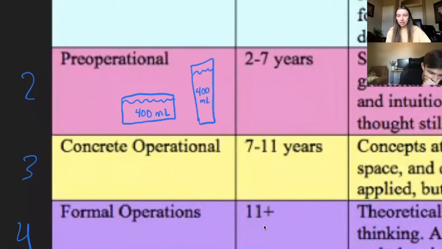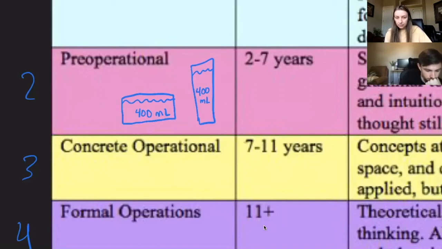If you ask a kid that has not mastered conservation which one has more water in it, and you say, hey, kid, these both have 400 milliliters of water in it, or these both have 1 cup of water in it, which one has more water in it? They will always say the taller one. That is just the way that their brains work. They have not mastered that yet.